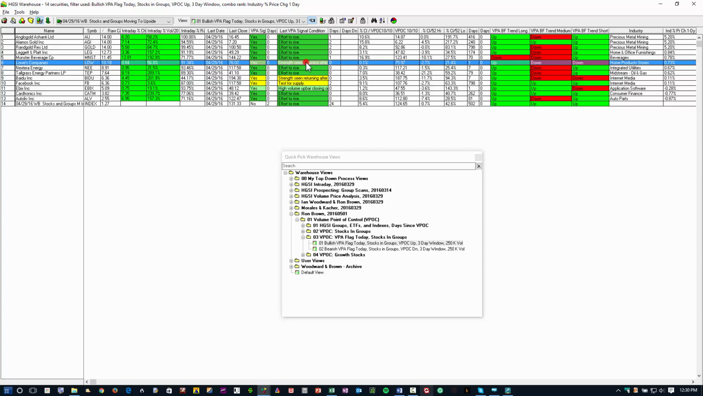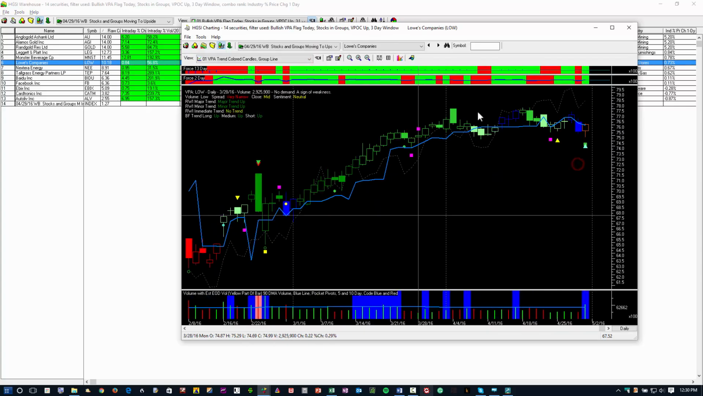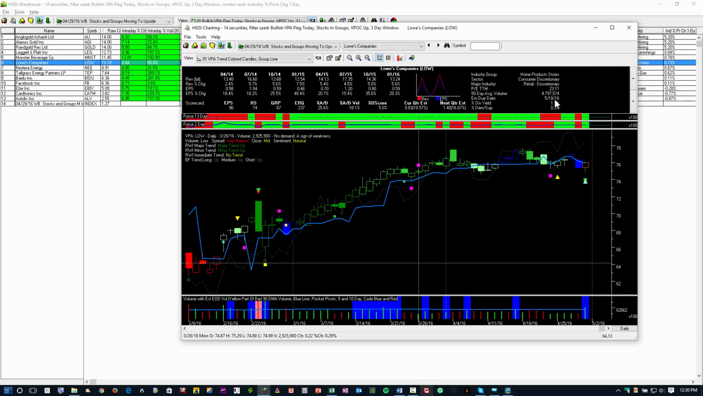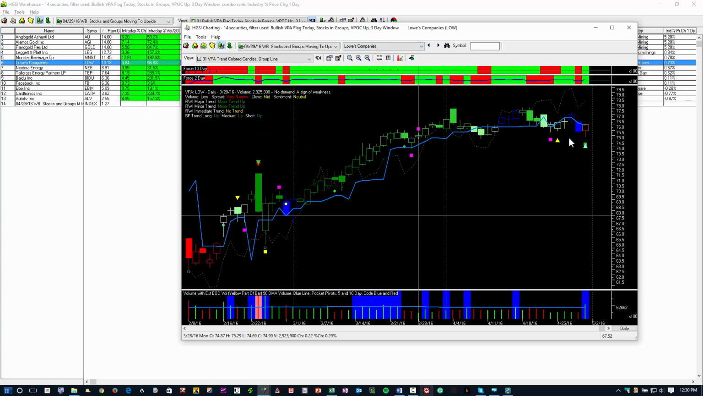So let's just take a look at this. Here is the downtrend. It has been going down for quite some time. And look what we have here on lows. We have a pocket pivot. First of all, though, most important thing, have to come in here and see when the earnings are. 5/18/16. So I'll close that.